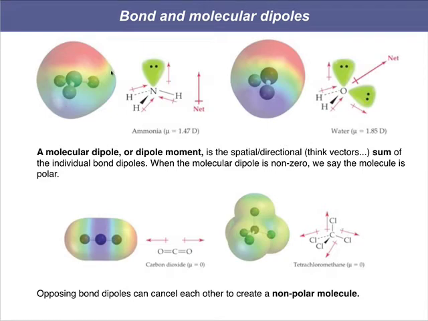That is called a molecular dipole. A molecular dipole or dipole moment is basically the spatial or directional sum of the individual bond dipoles. So when the molecular dipole is non-zero, when there is a net differential in charge from one end of the molecule to the other, we say that the molecule is polar. That's how ammonia works. That's also how water works.